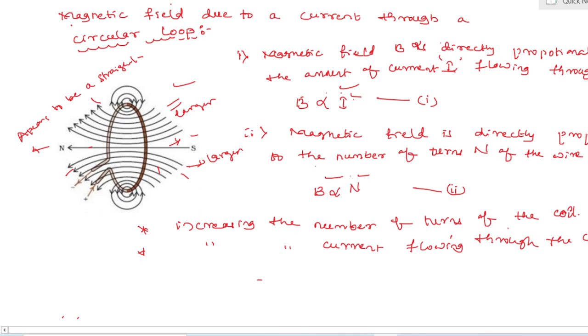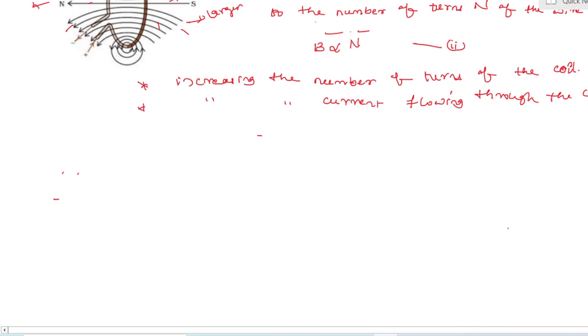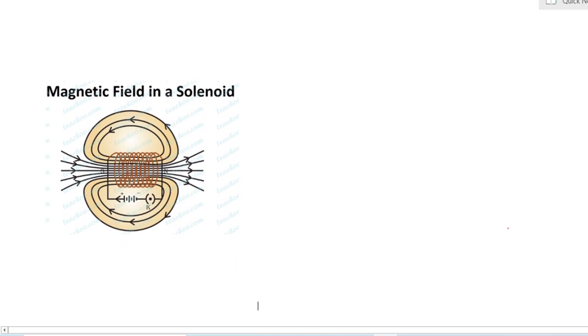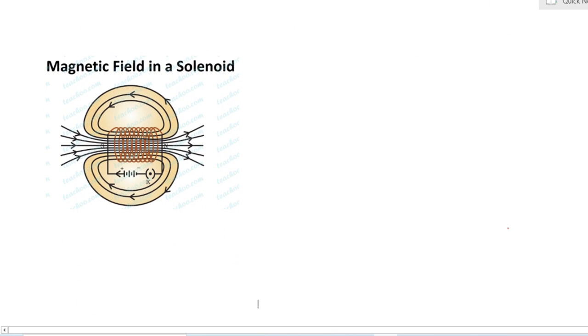After discussing the magnetic field due to current through a circular loop, let us see the magnetic field due to current in a solenoid.